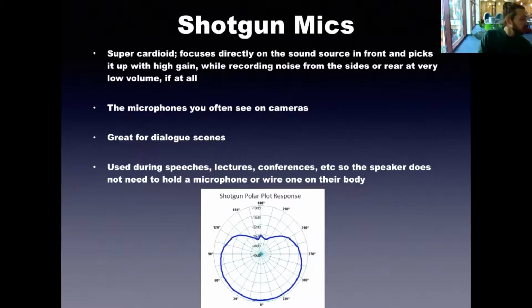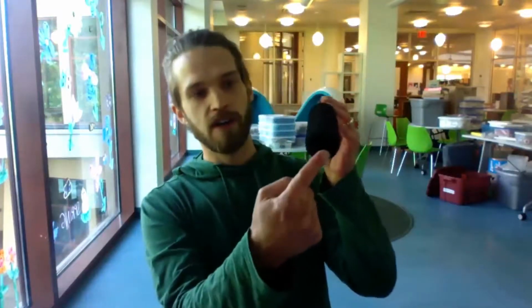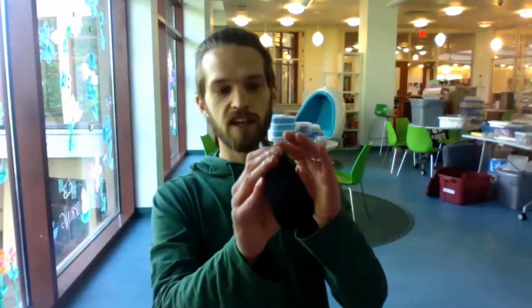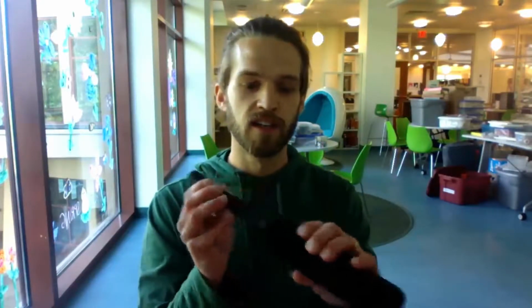We're now going to talk about shotgun mics. We're getting towards the end here. So shotgun mics are typically super cardioid. Focuses directly on the sound source in front, so from right here, and picks up very little from the sides and the back, if any.